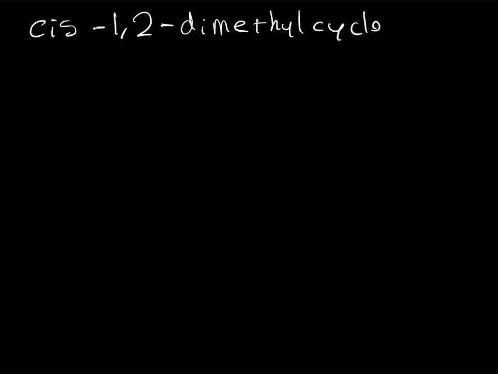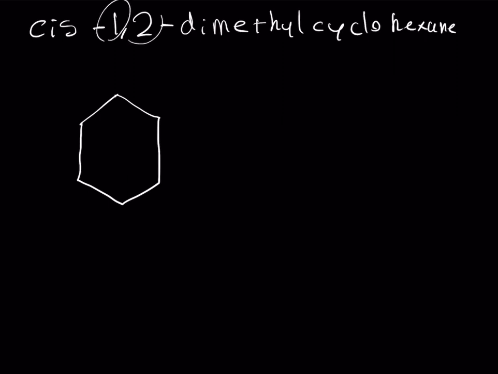Now let's go over how we can draw cis and trans isomers within a cyclic molecule or a ring. So we have cis-1,2-dimethylcyclohexane. So cyclohexane is going to look like a hexagon. So each end is a carbon, and we have two methyls, so one on carbon 1 and another one on carbon 2. It doesn't matter which one of these carbons you pick as number 1, you can pick any of them. But then 2 has got to be next to it.